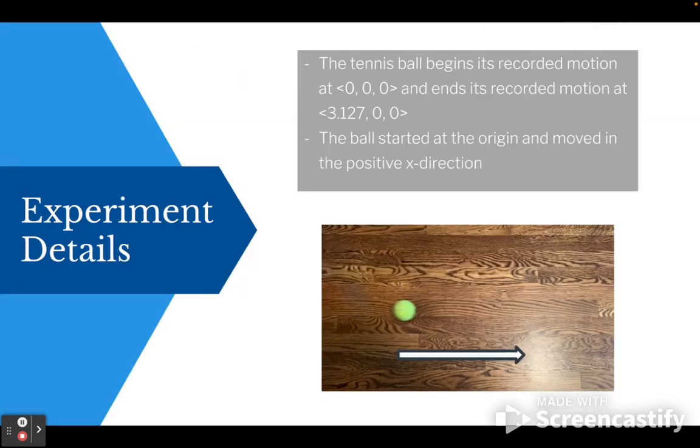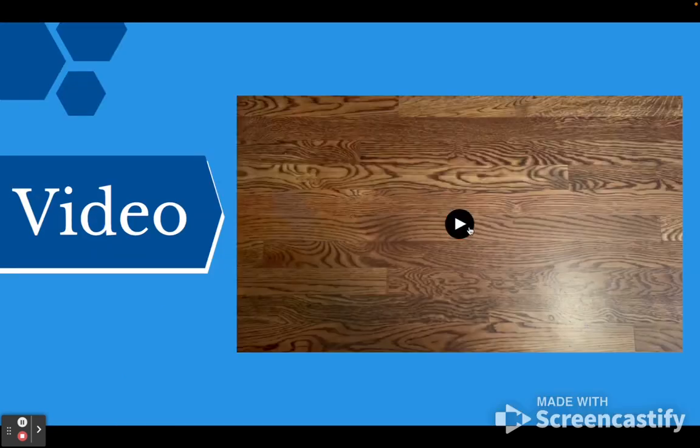Experiment details. The tennis ball begins its recorded motion at the zero vector and ends its recorded motion at the vector shown. The ball started at the origin and moved in the positive x direction, which is to the right in this case, as the arrow is depicting. Here's a video of the experiment.